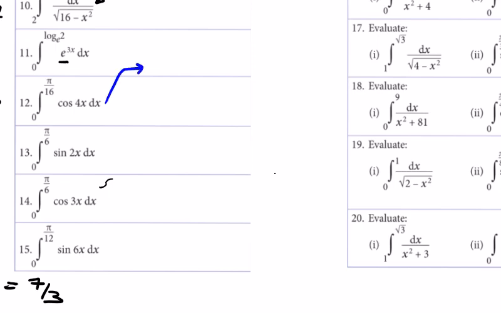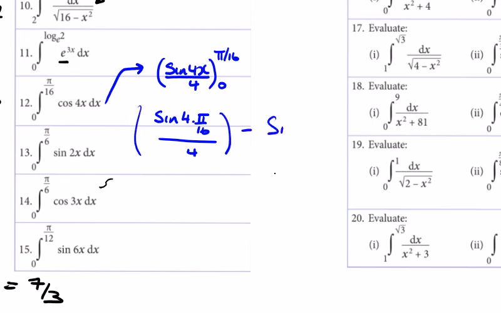Number 12, cos 4x. Cos goes to sine, so we're going to get sine 4x times 1 over 4, or sine 4x over 4, or factor out the 1 over 4, between pi over 16 and 0. So we're going to get the sine of 4 times pi over 16, all of that divided by 4, minus the sine of 0. Well, that's going to be 0, so we don't need to worry about anything else, just put 0 in there. So that's going to be on top, that's going to just be pi over 4. Sine of 45 is going to be 1 over root 2 divided by 4 over 1, which is going to be 4 over root 2.